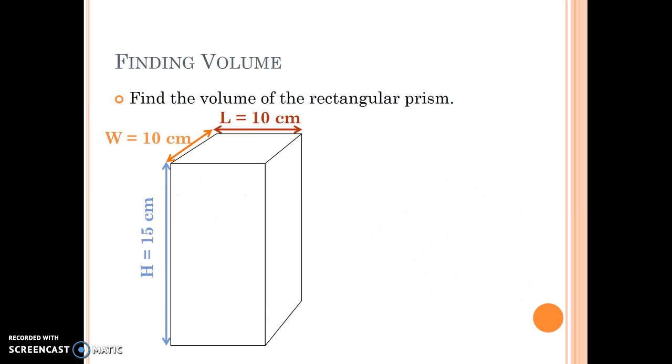First of all, let's go ahead and find the volume of this rectangular prism. So we're going to leave triangular prisms on the back burner for just a moment, and we're going to find the volume of this. The first thing we're going to do is write the formula, then fill in the variables, and then solve. So let's start with the formula. Volume equals length times width times height.